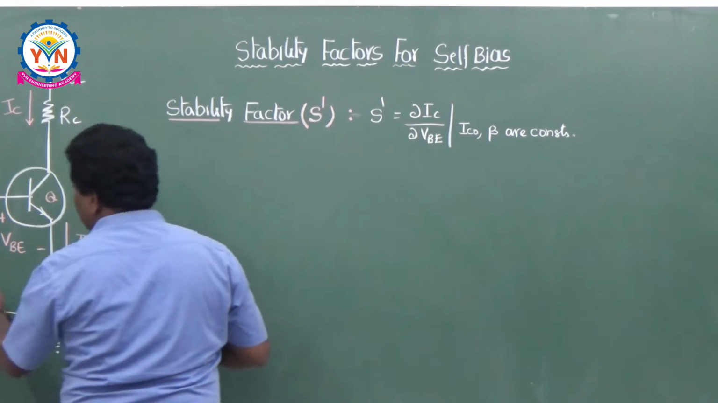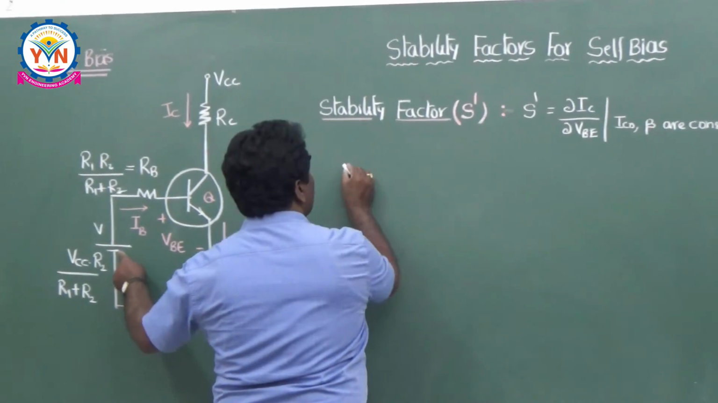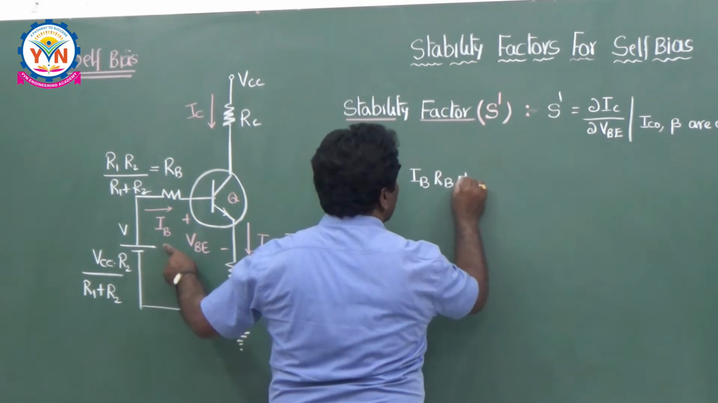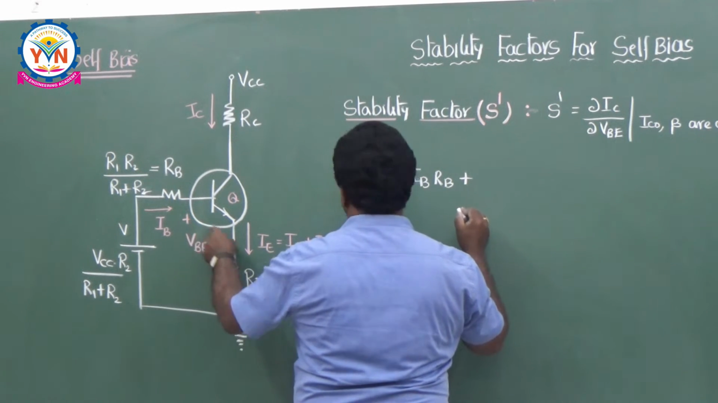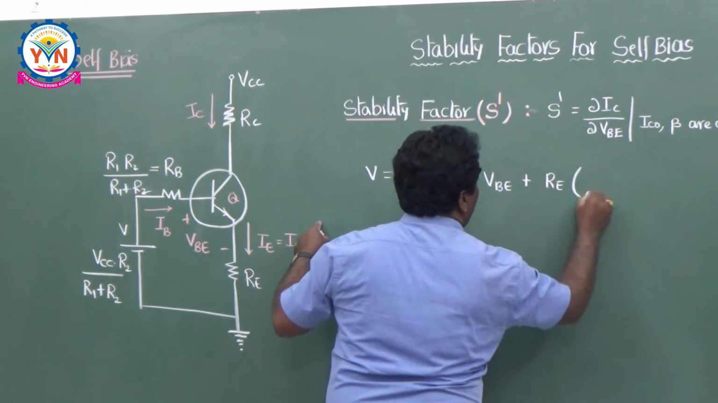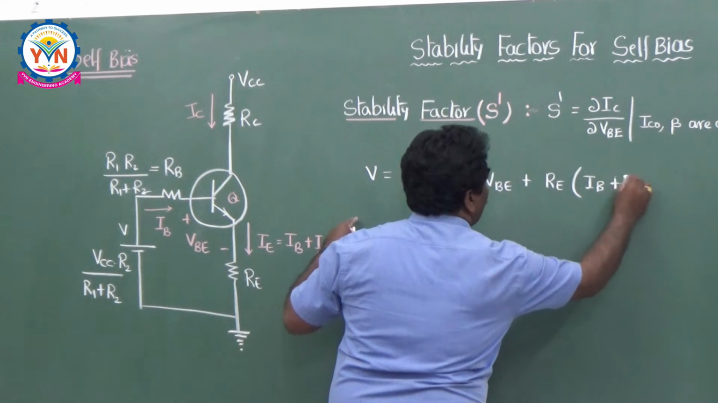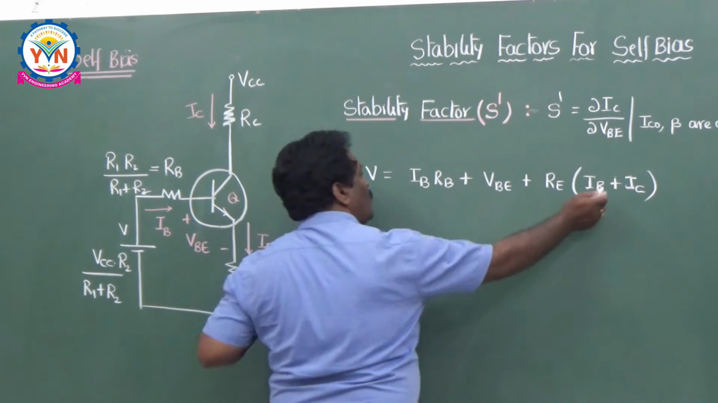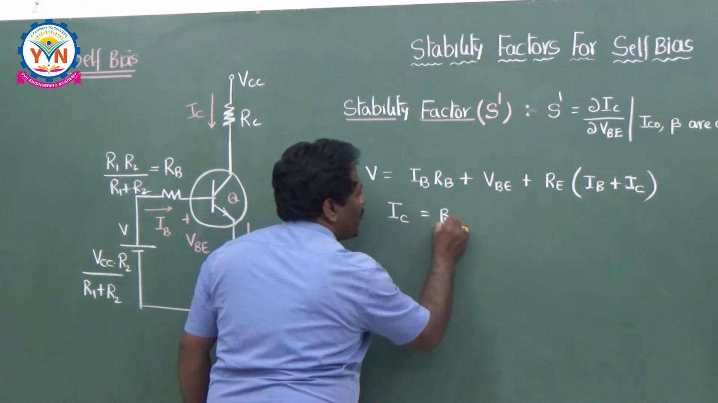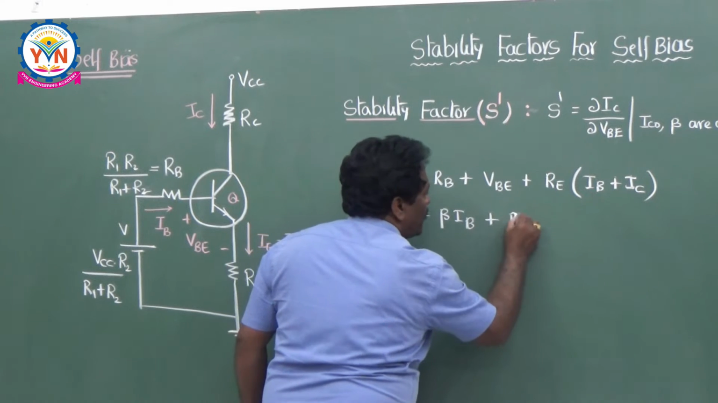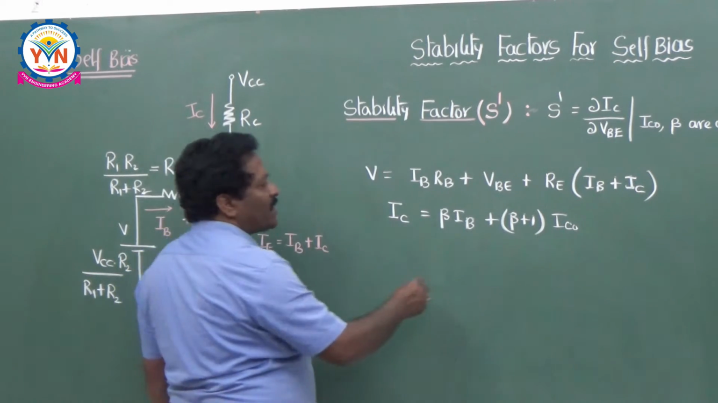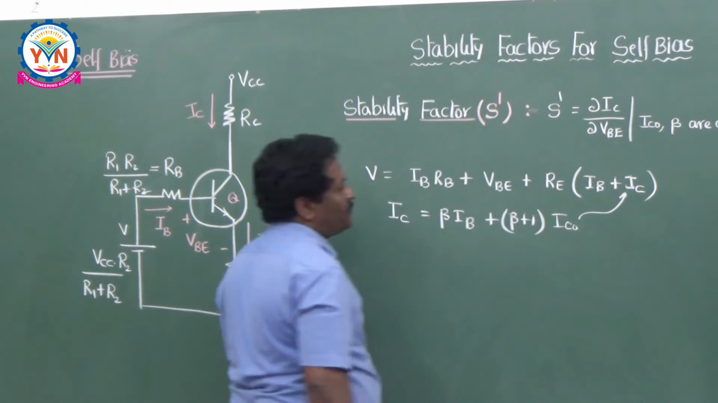So now write down the KVL once again for this input loop. V is equal to IB RB plus VBE plus RE into IB plus IC. This is the KVL for this input loop. Here I want to write this IC for the common emitter configuration. IC is equal to beta times IB plus beta plus 1 times IC naught, that is the reverse saturation current. Just substitute this equation in the first equation.